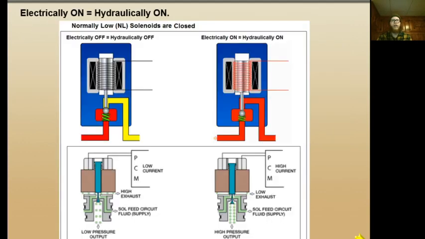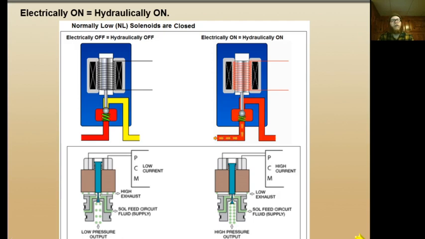Solenoid current and pressure PIDs. So this is just a look at that difference between normally low and normally high. So here we have displayed normally low. So hydraulically off and electrical off are the same. So it's turned off. The ball is in its seat, blocking the fluid flow. It turns on. The solenoid pushes the ball out of its seat against spring pressure. We have fluid flow allowed through it, and these are usually variable force.